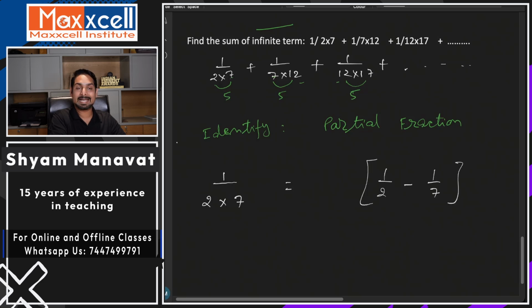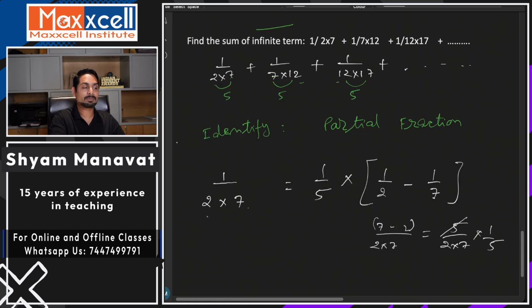Okay. And when you simplify this, you will have 7 minus 2 into numerator and 2 by 7 like this, right? So 7 minus 2 is what? 5. So you don't want this 5 in the numerator. When you simplify, you get 5 upon 2 into 7. We want 1 upon 2 into 7. So to get rid of this 5, we divide by 5, right? So here we also have to write into 1 upon 5.